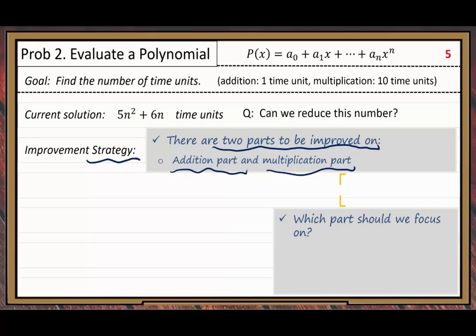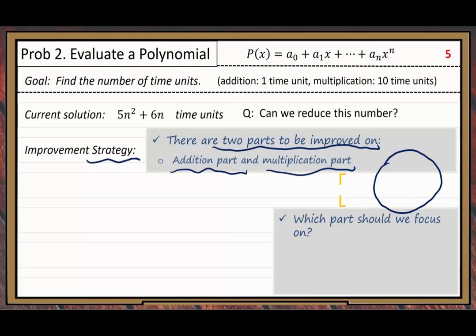Which part should we focus on? Because we want to do it in the right way. How do you know you are doing it in the right way? So here, let's do some analysis to see what is the right way. Let me draw a diagram. This big circle represents the total number of time units to be used in our calculation.